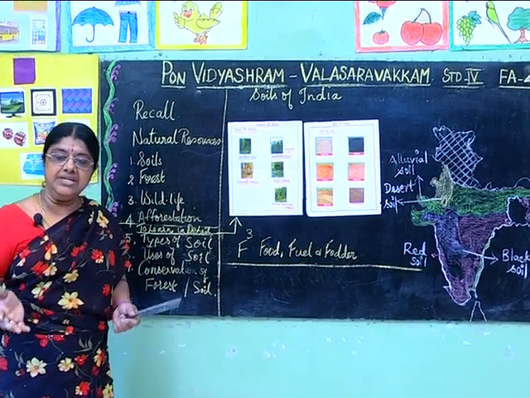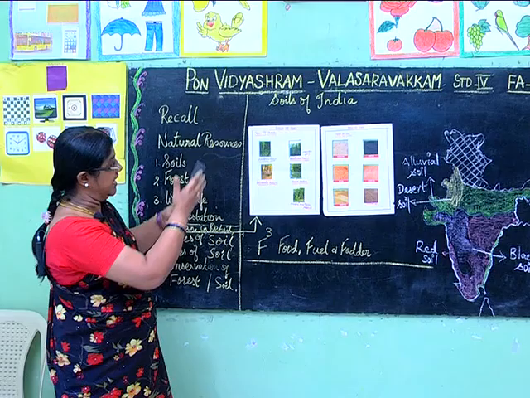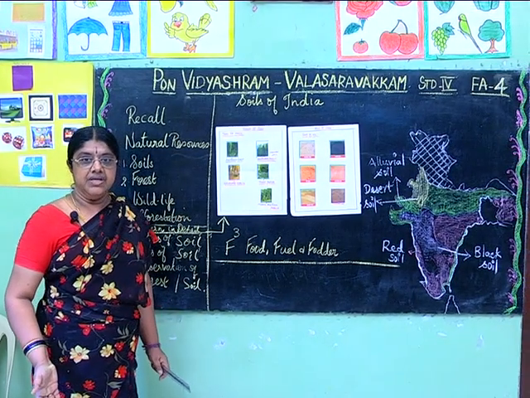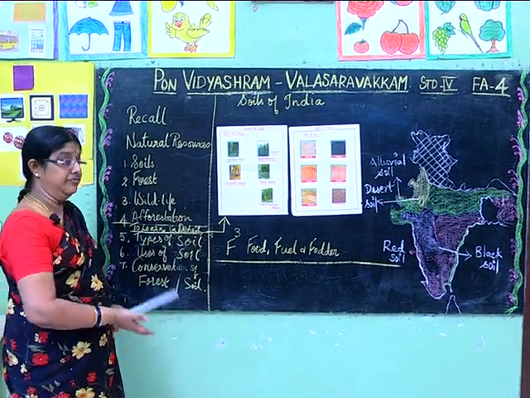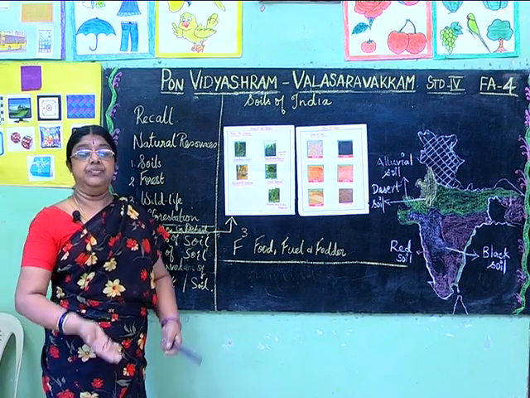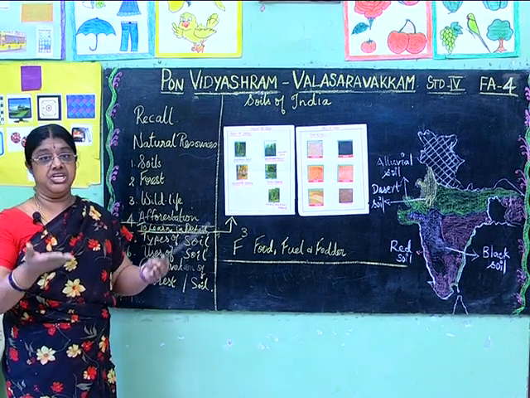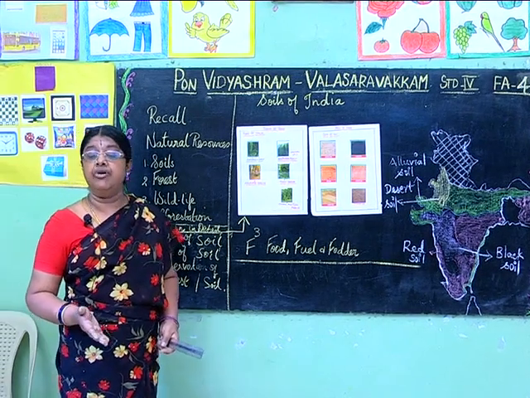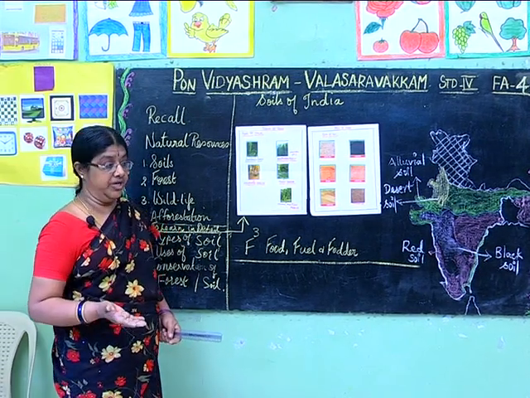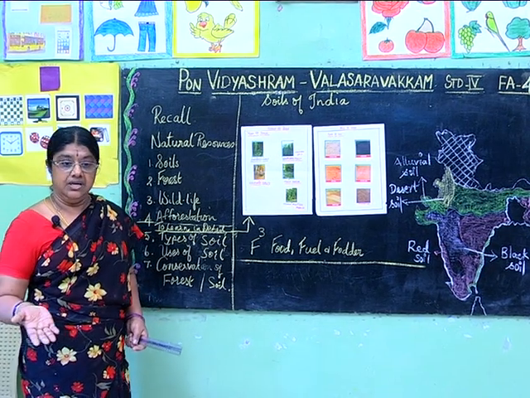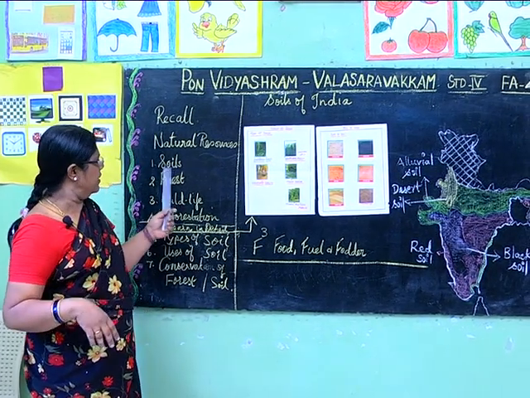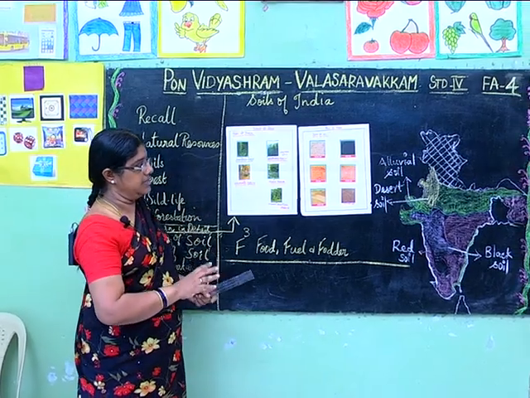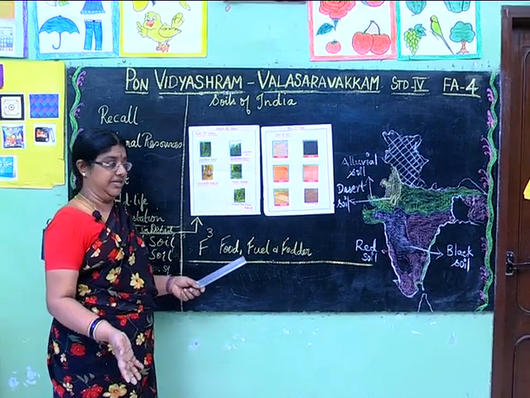So there are different types of soil available throughout India. In this soil only we do agriculture and different types of plants and vegetations grow in the soil. So it is essential for us to know about soil and its uses. Then we are going into the soils found in different parts of India.